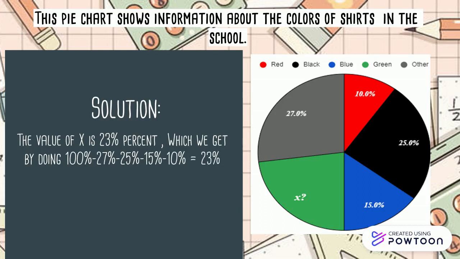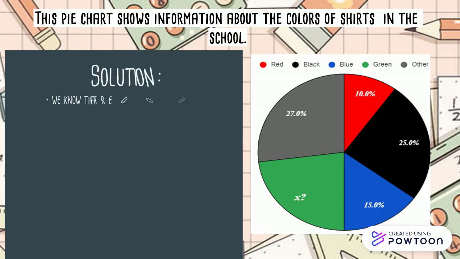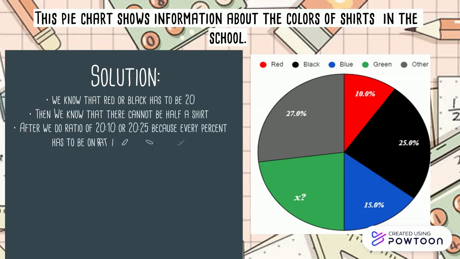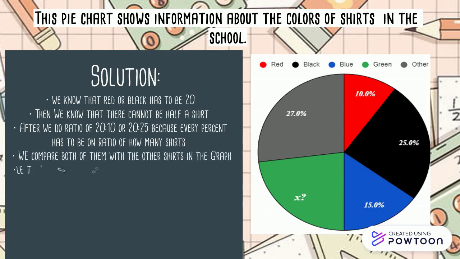So the solution for this is that we know red or black has to be 20 shirts. Then we know that there cannot be anything like half of a shirt, so there cannot be any decimal places of shirts. Then we do a ratio of 20 to 10 or 20 to 25 because every percent has to be at a ratio of how many shirts they are. Then we compare both of them with the other shirts in the graph.